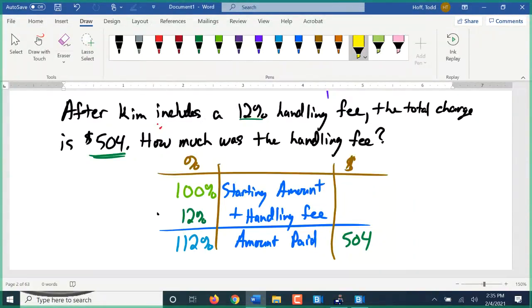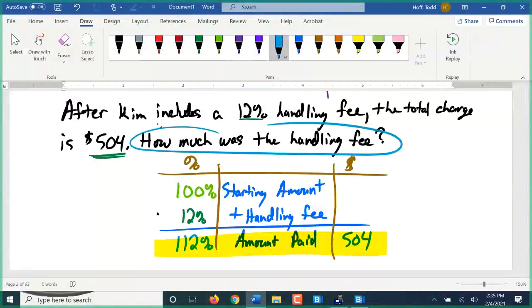So we have both numbers for that amount paid row. We have the percent and the dollar amount. So we know we're going to use that in our proportion. We have to figure out what it is that we're looking for. We're asked for how much was the handling fee. We're looking for the dollar amount of the handling fee here. So that is the second row we're using, the handling fee. So we can set up our proportion.